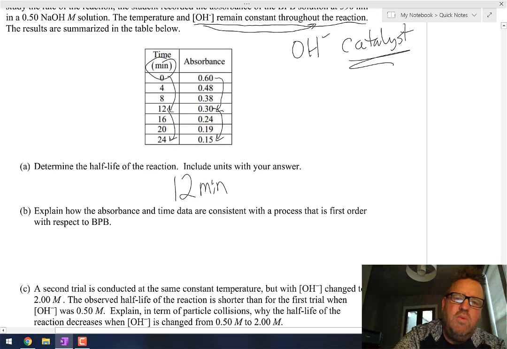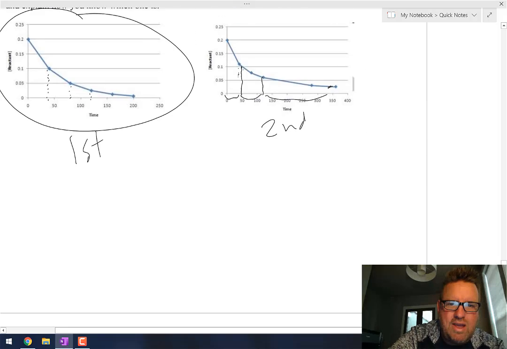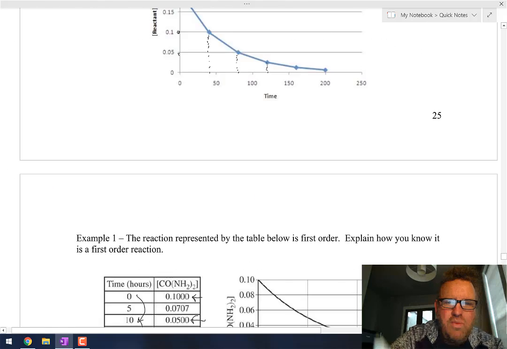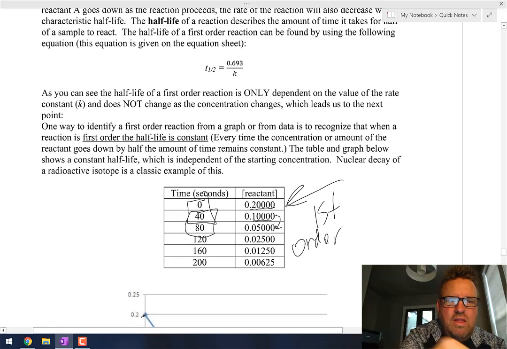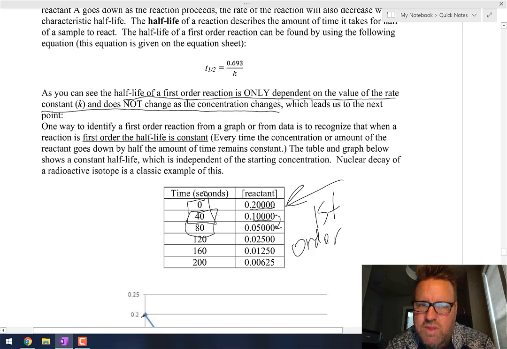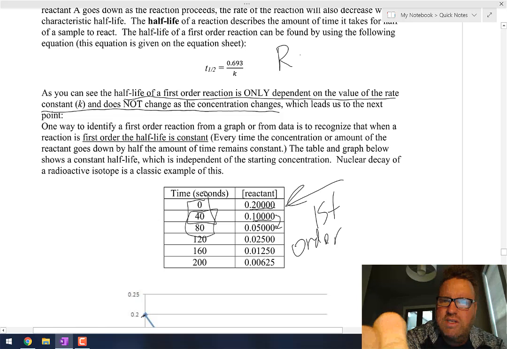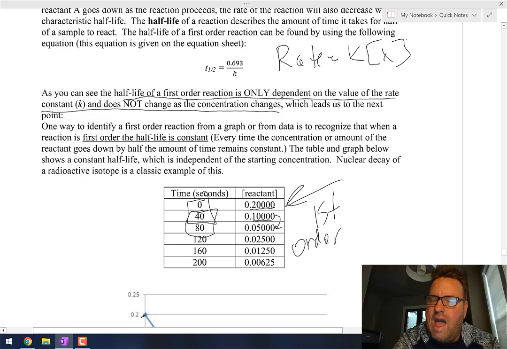Well, I thought we just said, let's come back up here. I thought we had just said, which we did, that half-life is only dependent on the value of the rate constant and doesn't change as the concentration changes. That's, for example, rate equals K times X. Absolutely correct. When this changes, that is part of the rate law, that does not affect the half-life.